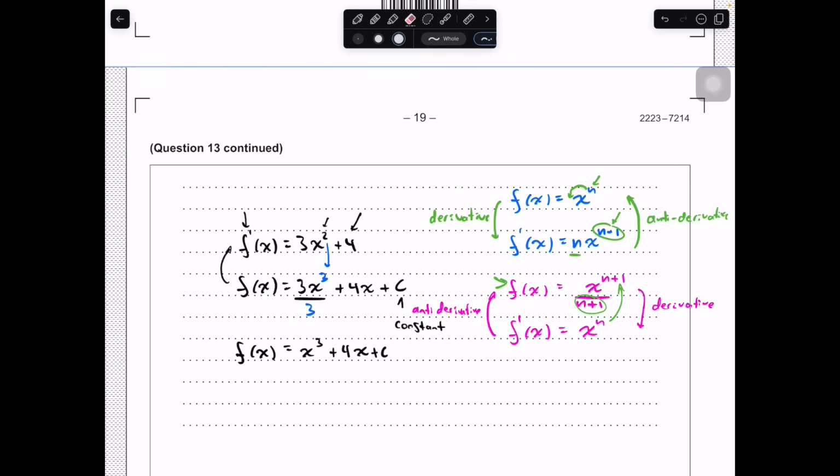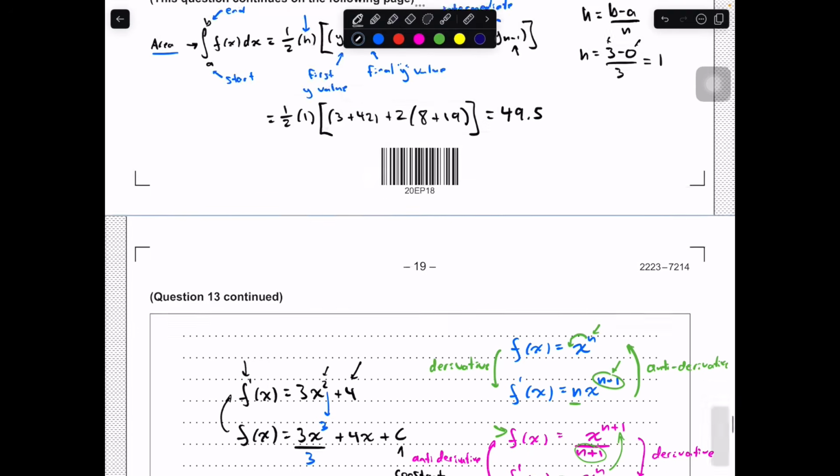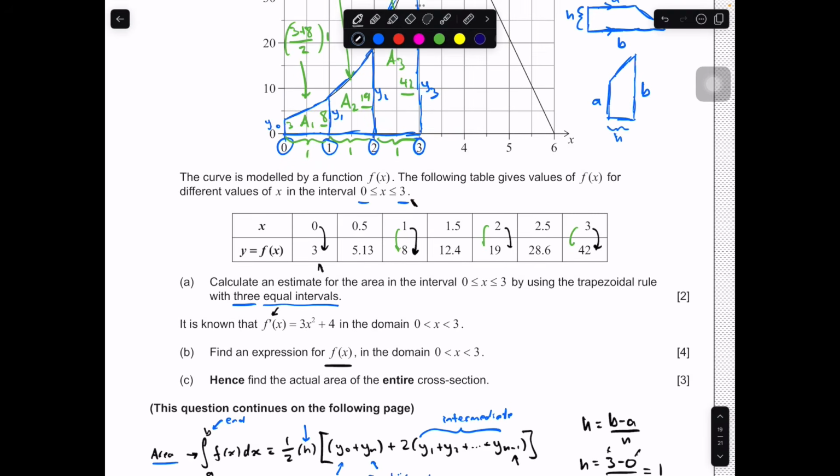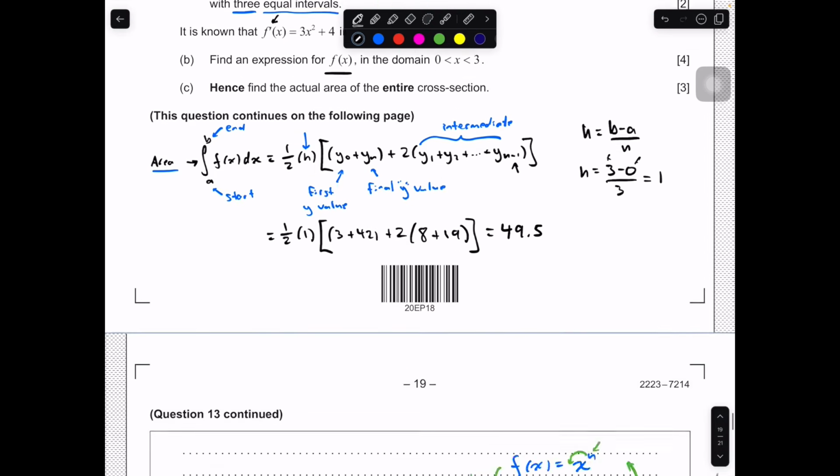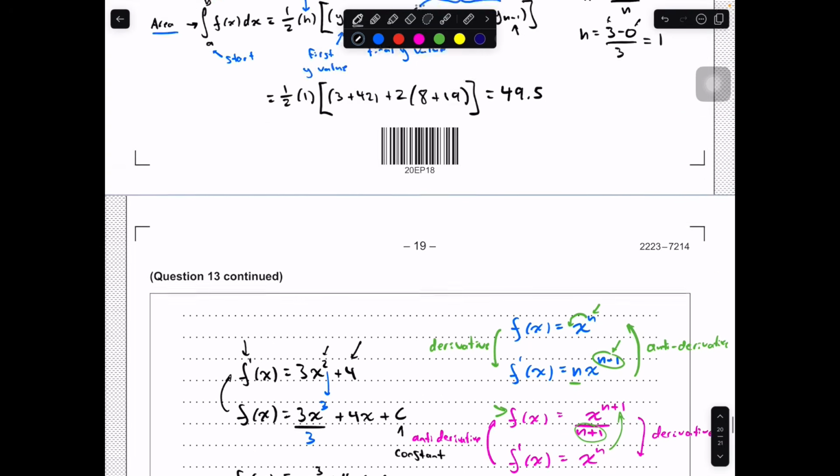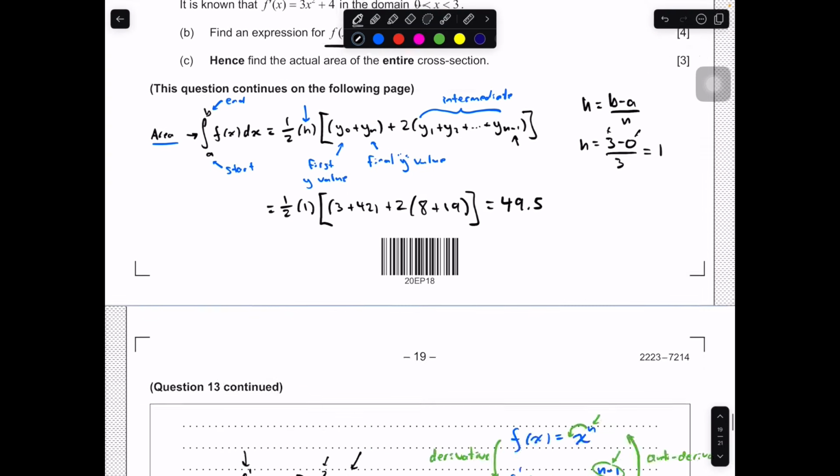Okay, so why is this a 4-mark question? We need to find out what the value of c is. We have a point on the line of this function. We can choose any one really. We have (0, 3), (1, 8), and 219 or 342. (0, 3) is probably going to be the easiest, so let's use that. When x is equal to 0, y is equal to 3.